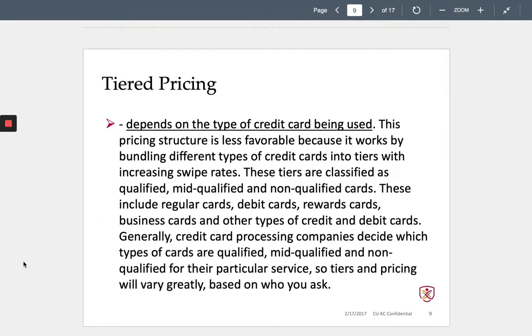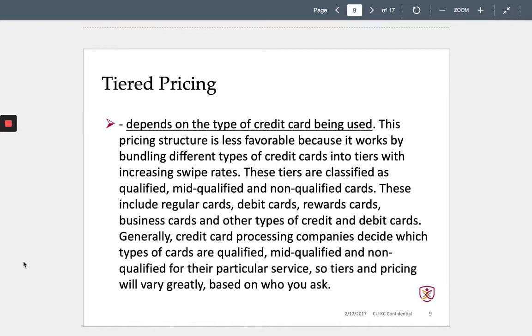Tiered pricing. This depends on the type of credit card being used. So this is where those great miles cards as a consumer, things like that, who pays for that? It's the business. So you might get charged a whole lot more if someone uses their miles card, for example.